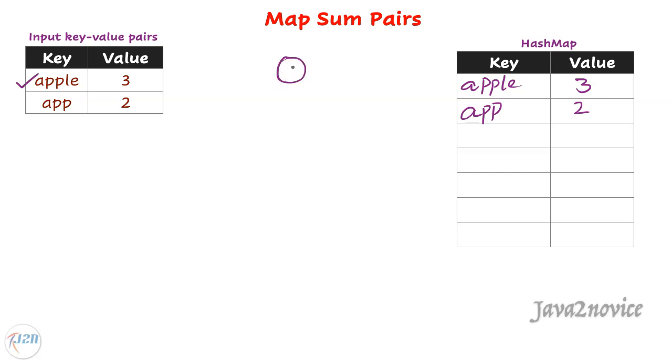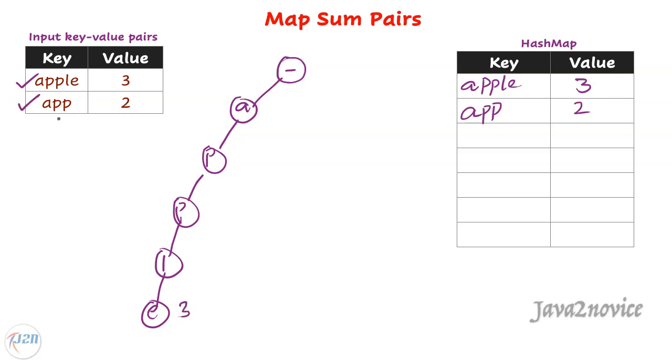This is our root node. Root node does not contain any value. Add A as a child node to root. Then P node. Then again another P node. Then node L. Then node E with value 3. The next key is app. A is already present. P is also already present. This node is also already present. Update the value here.